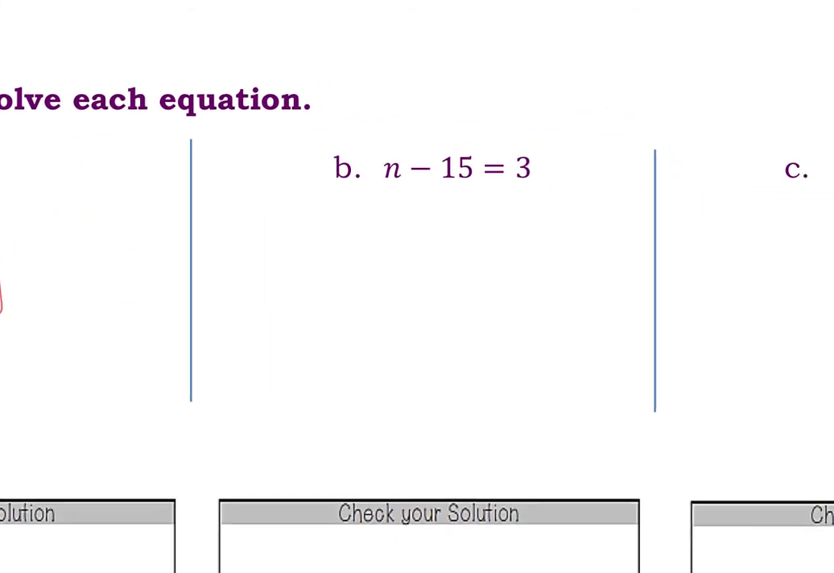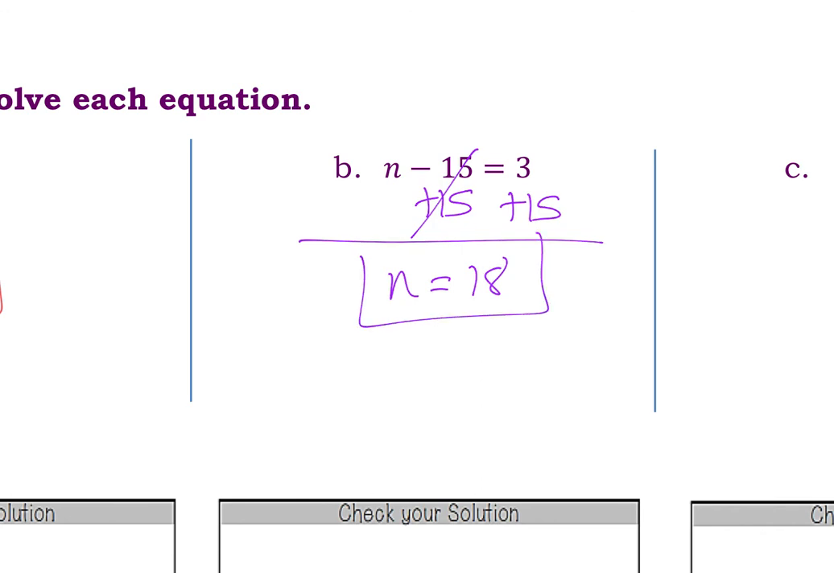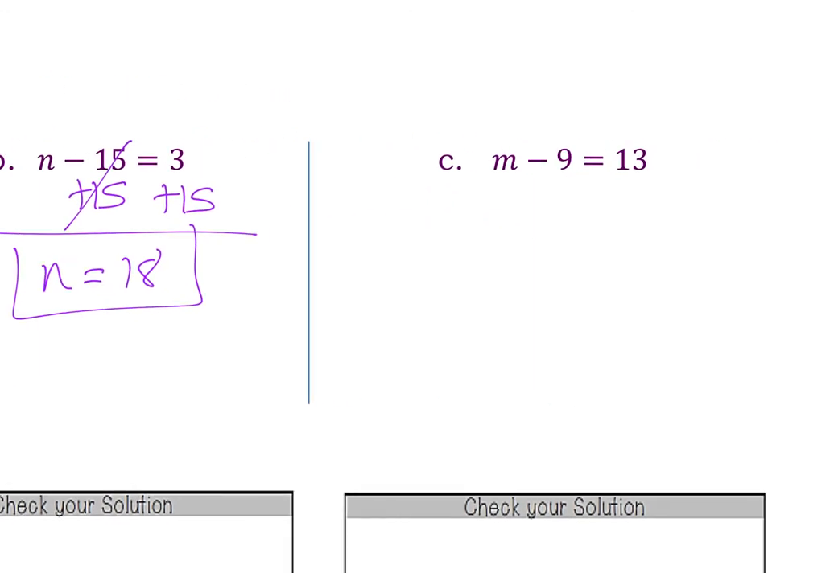On B, we have n minus 15 equals 3. What did we do to the 15? Add the 15. Make sure you do it to both sides. You're always going to do it to both sides. Right, got to balance it out. N is equal to 18. Good job. All right, let's do the last one.